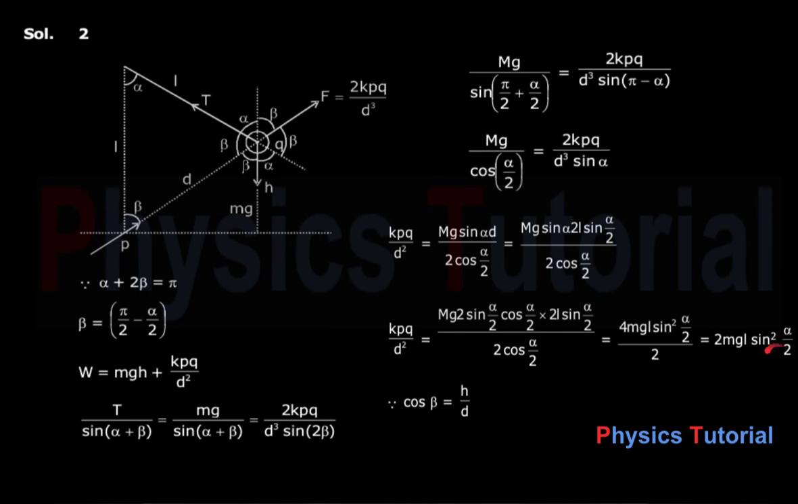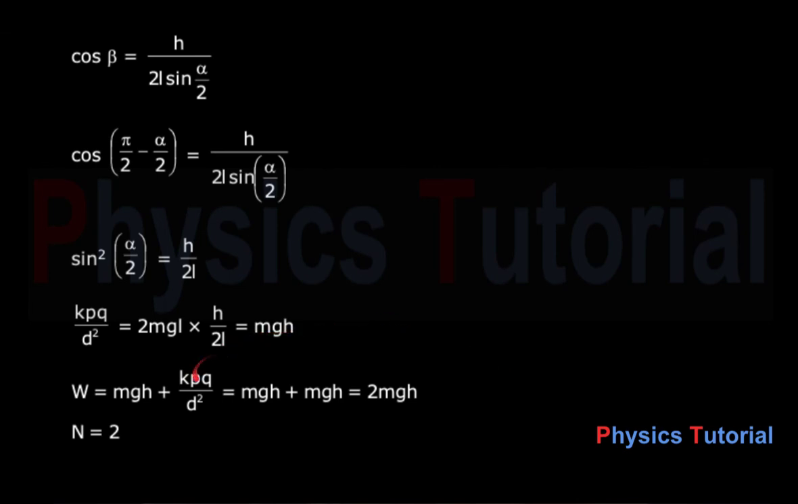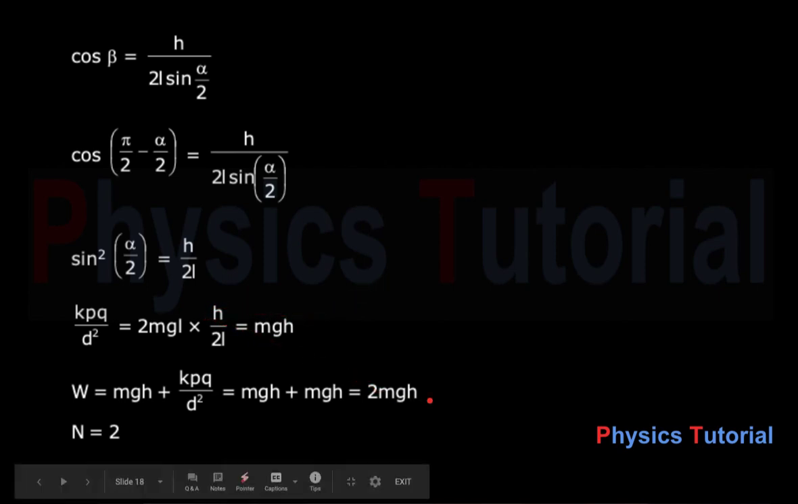Now for this sine square alpha by 2 we can solve, and in this way we can get kpq upon d square. So let's cancel this with mgh, and hence we get n equal to 2. So W is equal to 2 mgh, and hence n is equal to 2.